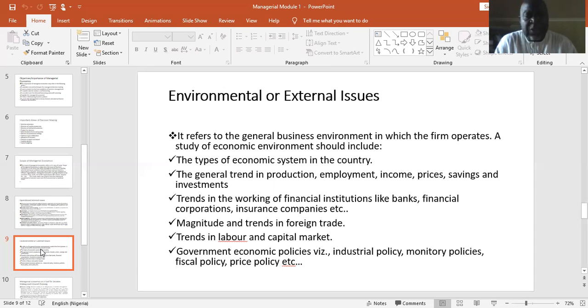How are banks actually working? Are they lending money? At what rate are they lending money? How soon are they lending money? What kind of insurance products are available? And things like that. Magnitude and trends in foreign trade. What is the extent of foreign import and export business? How flexible, how easy, how are the terms of trade? Is it in favor of the country? And things like that. Trends in labor and capital markets and the rest. These are outside the control of the farm, but they affect the internal workings of the farm.